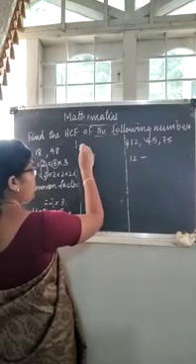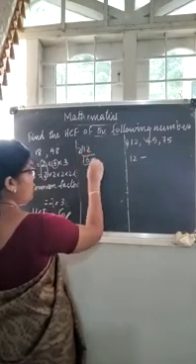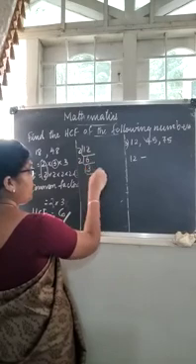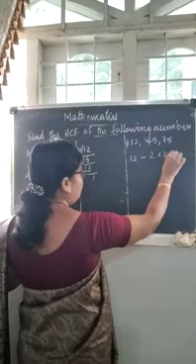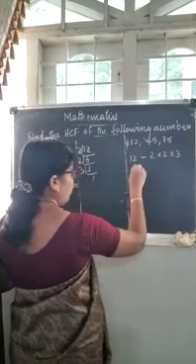12, let us divide by 2. 6 2s are 12, again by 2, 3, then 3, 1. So the factors are 2 into 2 into 3. Now about 45.